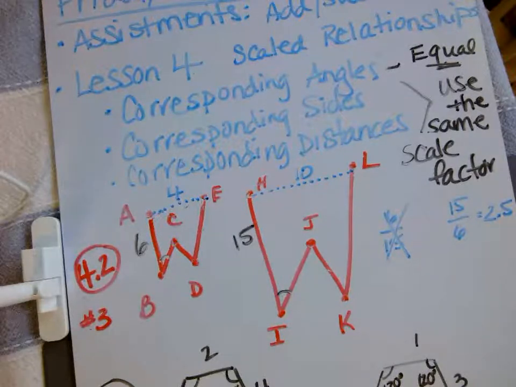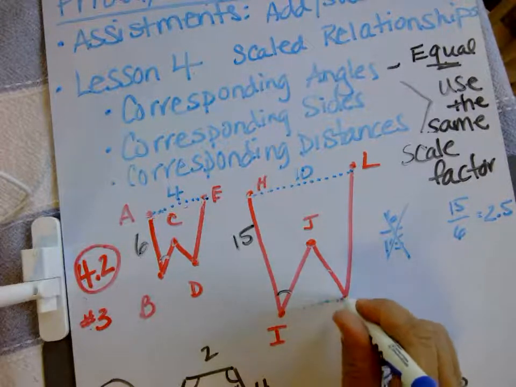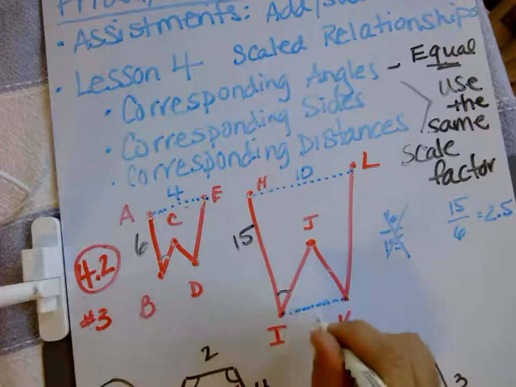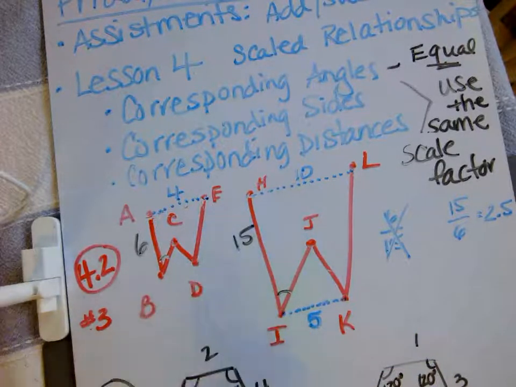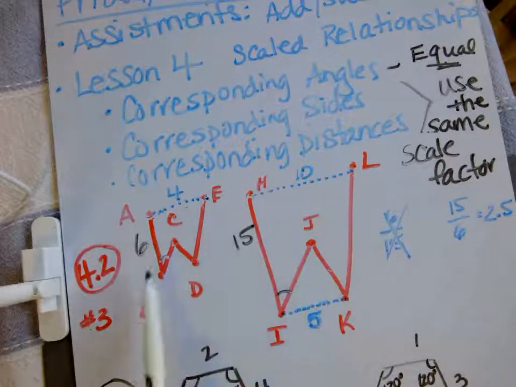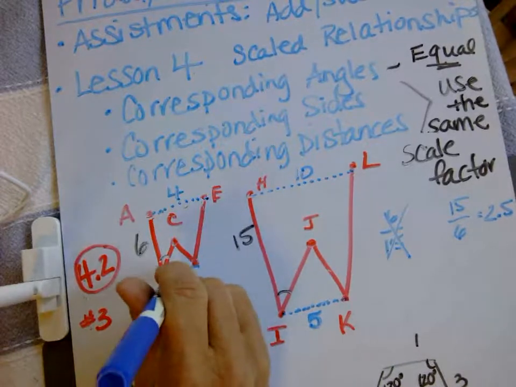Next problem says if IK equals 5. So IK meaning from I to K. If that is 5, how long is the corresponding distance in the first figure? So it doesn't even tell you what that corresponding distance is. So we have to use what we know. We know that it would be from B to D for the corresponding distance.